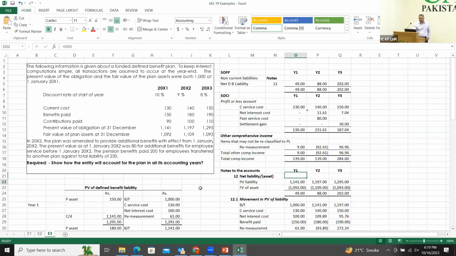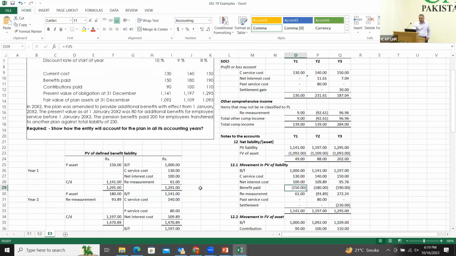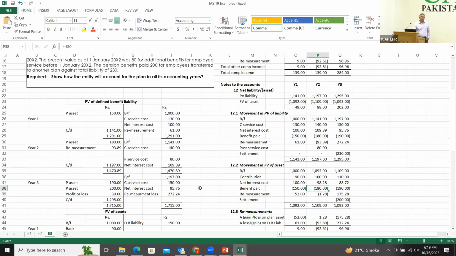Similarly, in the second year, you have opening balance of liability. Here is a current service cost. Here is an interest. Here is a benefit paid. Here is a past service cost. Again, your closing balance is not reconciled with your carrying value of liability. Again, your difference is your remeasurement gain or loss. Similarly, with the asset and so on.